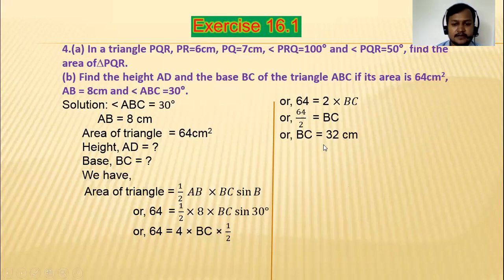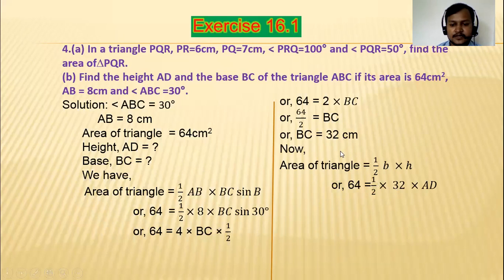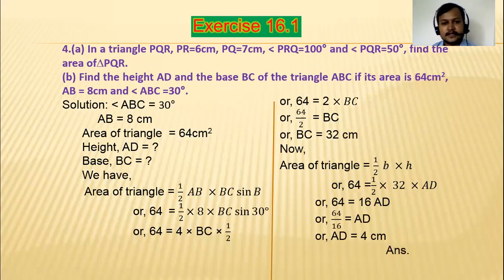And now after getting the value of BC, we can use the area of triangle again. Area of triangle is 1/2 base into height. So 64 is equal to 1/2 base 32 into height AD. So 64 is equal to 16 AD, and AD is equal to 4 centimeter. This is our required answer.